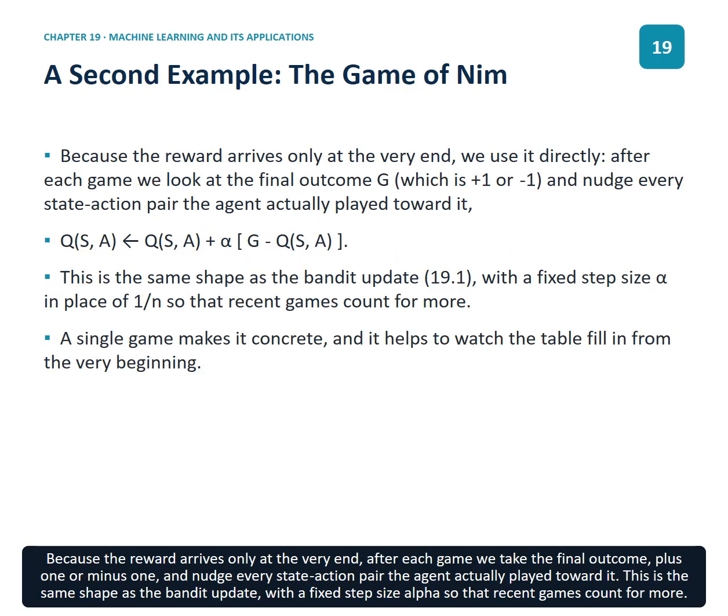Because the reward arrives only at the very end, after each game, we take the final outcome, +1 or -1, and nudge every state action pair the agent actually played toward it. This is the same shape as the Bandit update, with a fixed step size alpha so that recent games count for more.